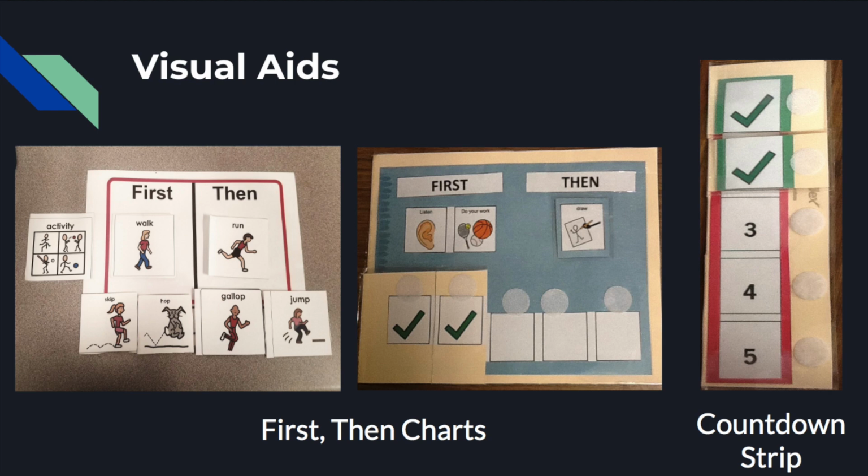The countdown strip on the right provides students with a visual of how many repetitions of a task they have completed and how many are left.